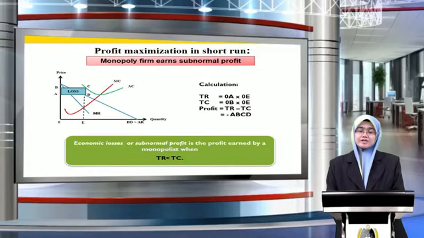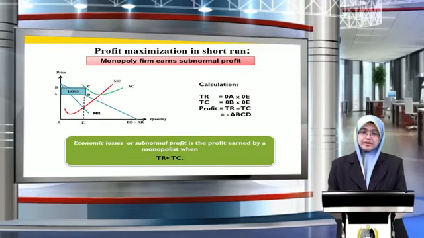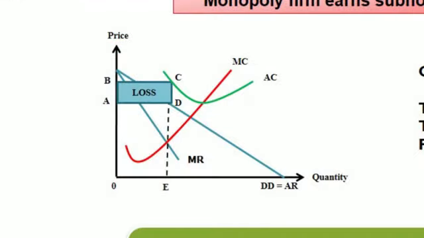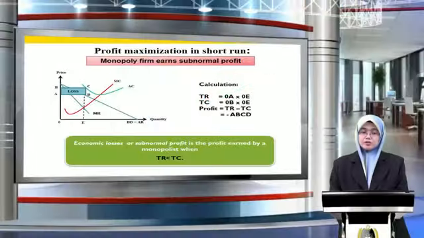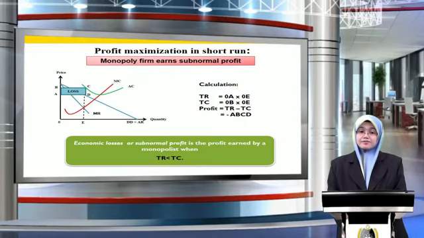The last type of profit is subnormal profit, or economic losses, which is the profit earned by a monopolist when total revenue is less than total cost. The curve shows a monopolist is in equilibrium at point F where marginal revenue equals marginal cost. The equilibrium output is at point E, while point A shows the price the firm charges. In this situation, the firm is earning subnormal profit as shown by the shaded area A, B, C, and D since average cost exceeds average revenue. At the price of A, the firm will continue production since the price is higher than average variable cost.